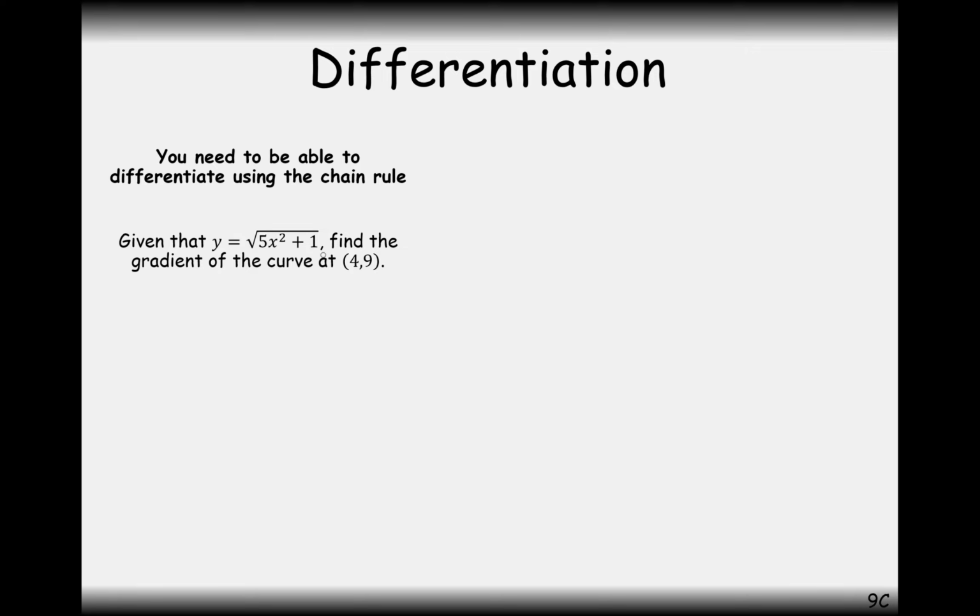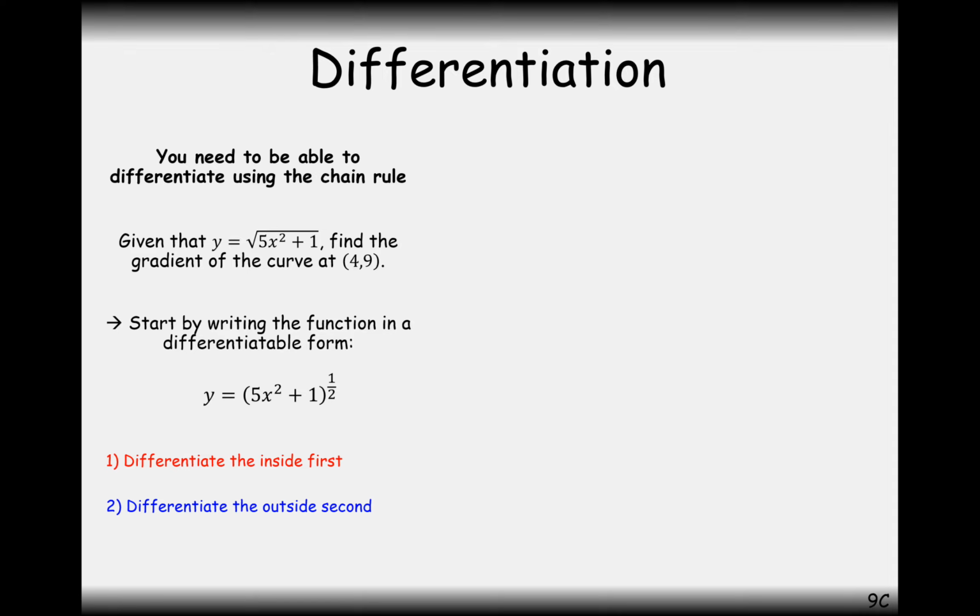Okay, let's have a go at a question in context now. Given that y equals the square root of 5x squared plus 1, find the gradient at 4, 9, so we'll just differentiate and plug in 4. So first thing we need to do here is write the function differentiable, so 5x squared plus 1 to the power of a half. And then remember the rules of differentiating the inside first, differentiating the outside second.